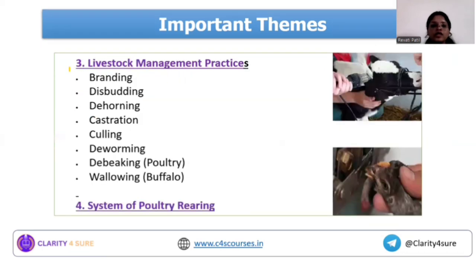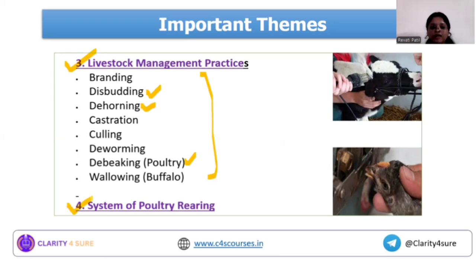So next is livestock management practices. There are different practices like branding, disbudding, dehorning, deworming, debeaking, etc. Here the questions are like, at what age disbudding is done, or after how many days after birth disbudding is done. Then at what age dehorning is done. Then the length of the beak that is cut under debeaking, or the age. Likewise, the questions will be there in this. So yes, please also go through these management practices.